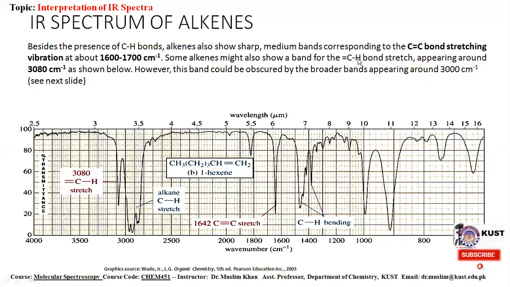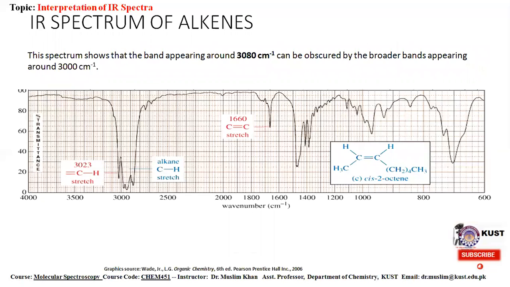Sometimes an alkene might also show a band for the carbon-hydrogen bond of the double bond. This carbon-hydrogen stretch is different from that of an alkane, appearing around 3080, as shown below. However, this band could be obscured by the broader band appearing around 3000 cm⁻¹ and lower. So this spectrum shows that the band appearing around 3080 can be obscured by a broader band, which is quite broad.